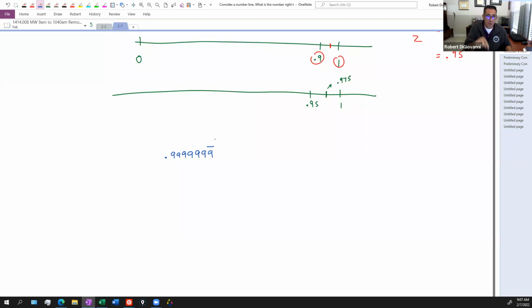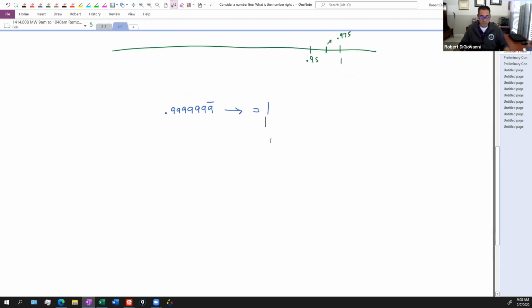This is the number 1 itself. Okay, I'm going to try and convince you of that. And it's going to be weird. This is the first time you've probably ever seen something like this. I'm going to try and show you right now that this is actually equal to 1. Okay, so let me try and convince you. You ready? I'll try and convince you of this.